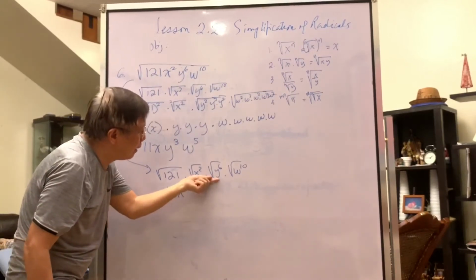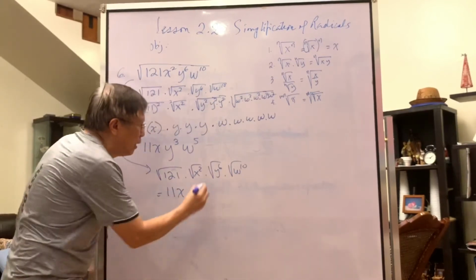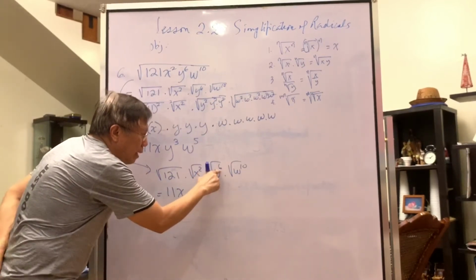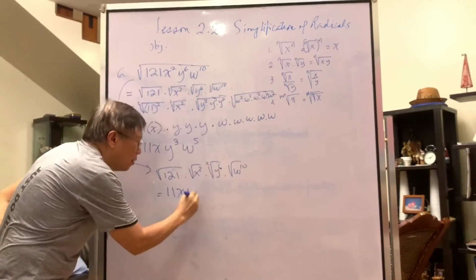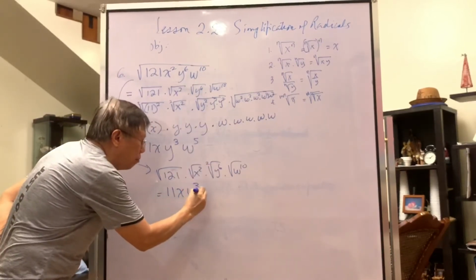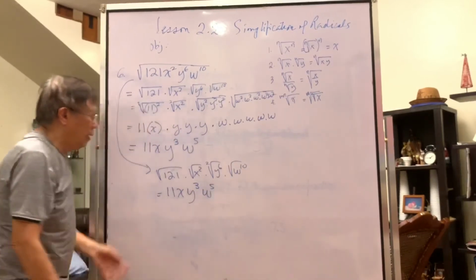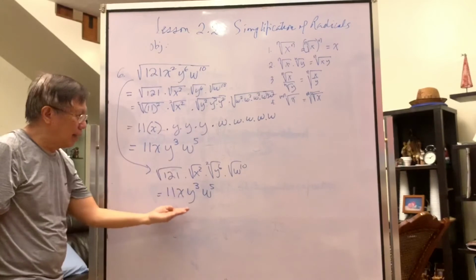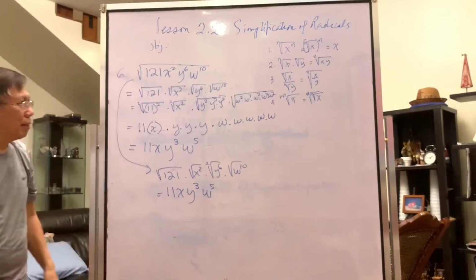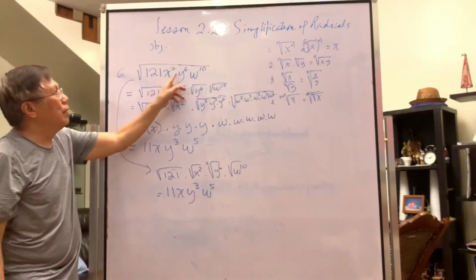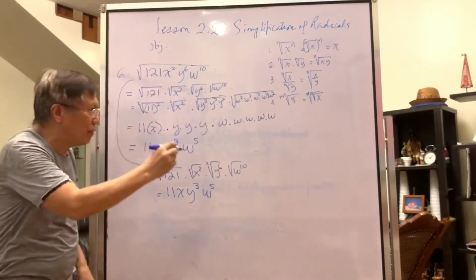Instead of applying law number 1 three times, I can just divide the exponent of this radicand by the index. So that will be y cubed. Similarly, this will be y to the 5th. We will arrive at the same answer. You may ask, what if one of these exponents is not divisible by the given index? We can have this illustration.